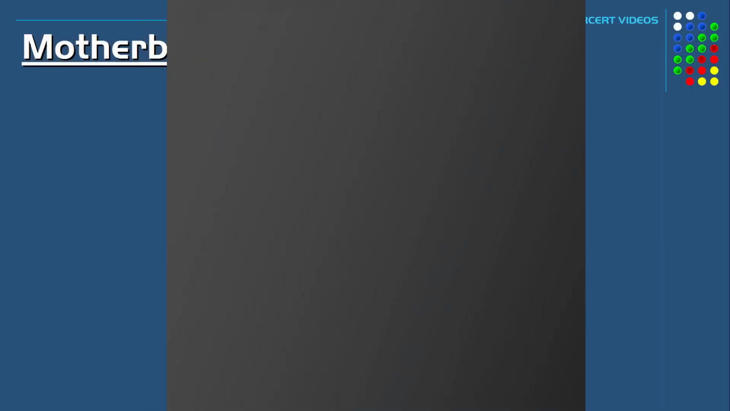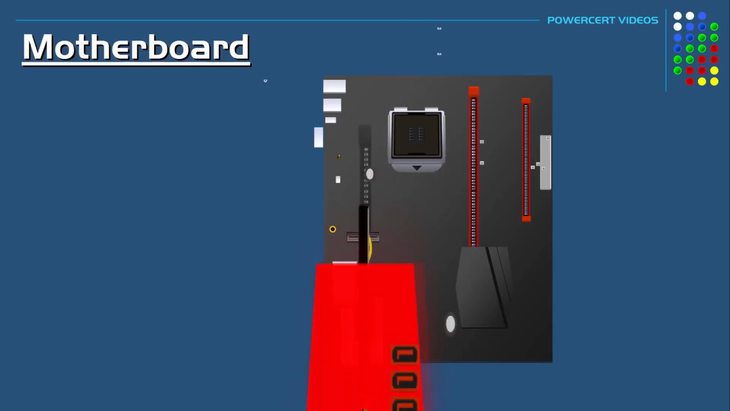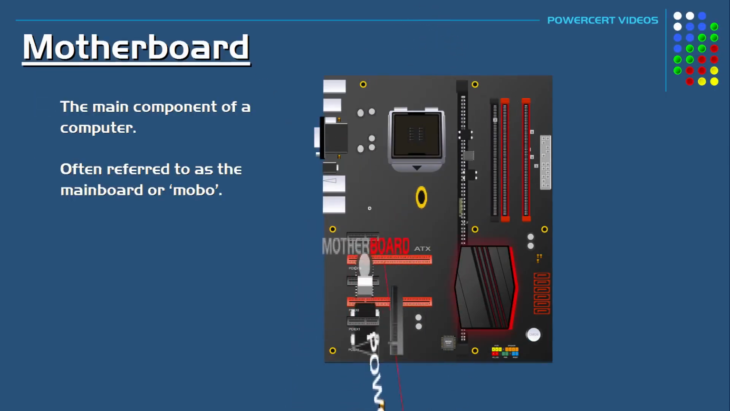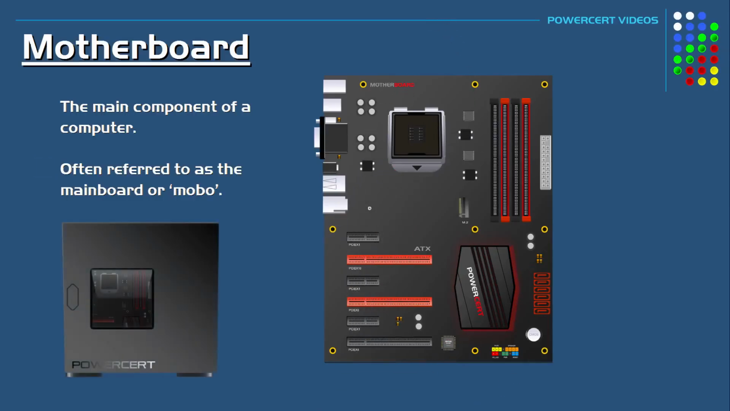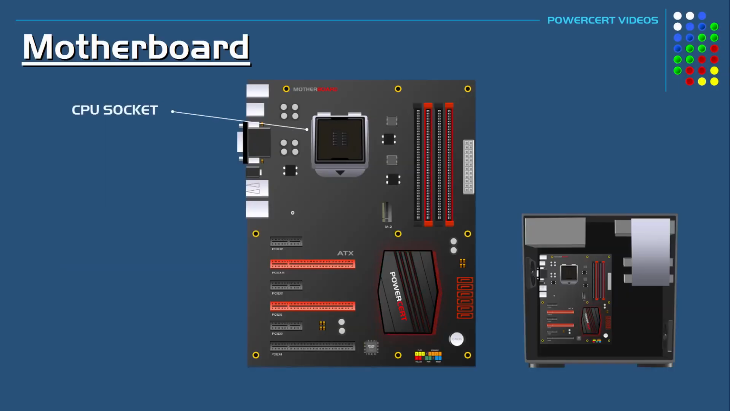What is a motherboard? So that's what we're going to talk about in this video. Now, the motherboard is the main component of a computer. It's often referred to as the main board or MOBO for short. It's basically a large circuit board that fits into the computer case, and it's where all the computer components connect to.